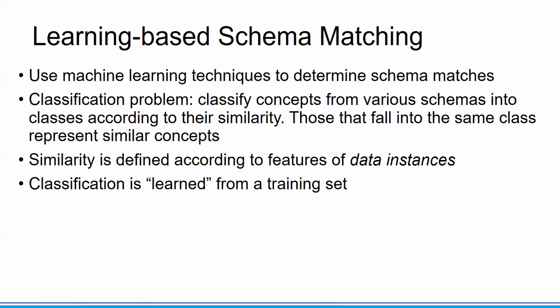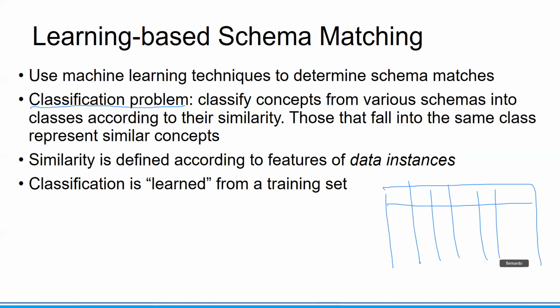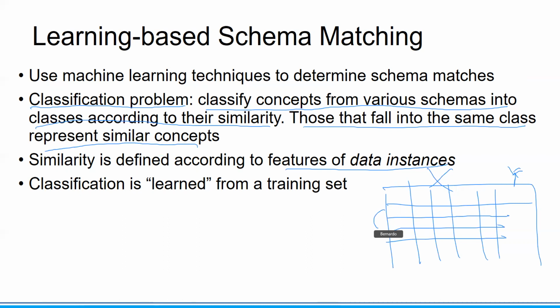In a more complex way, you can use the learning-based approach. It means you can use machine learning, and you can do classification. So if you have this data, you can make something like a tabular format, where this is the X and you have the Y to represent the class. So you can classify the concepts from various schemas into classes according to their similarity. Those that fall into the same class represent similar concepts. The similarity is defined according to the features of the data instances. If you understand these instances, you can measure the similarity. And the classification is learned from the training set. So we can use this learning-based schema matching.